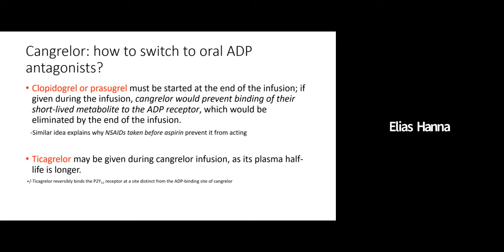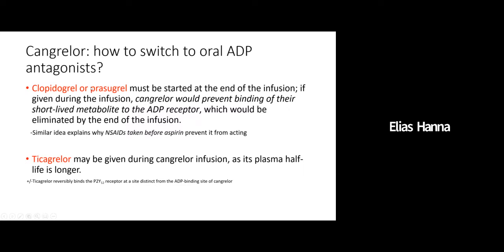Now, the biggest question is how to switch, because by definition, you're using it in patients who are not receiving oral ADP receptor antagonists. So you infuse it for the duration of PCI and at least 2 hours. Now, how do you switch to the other one? This is where pharmacokinetics are valuable. You cannot give, unfortunately, Plavix and prasugrel while the infusion is running. The idea is that the half-life of the metabolites of those is very short.